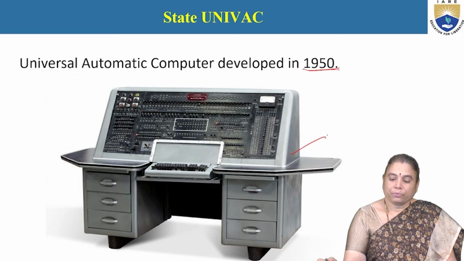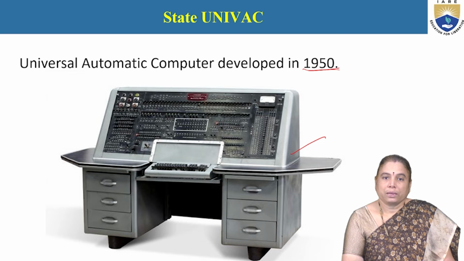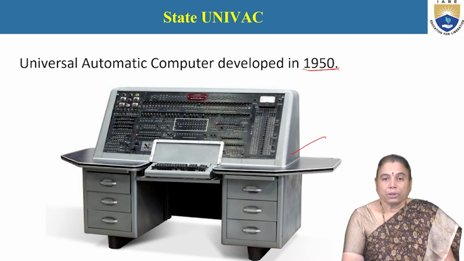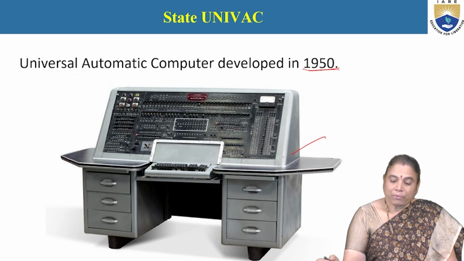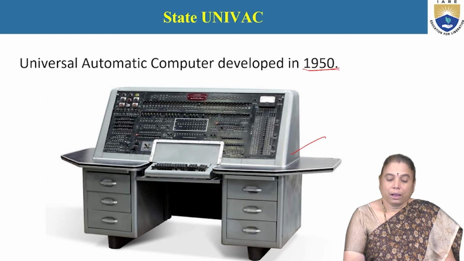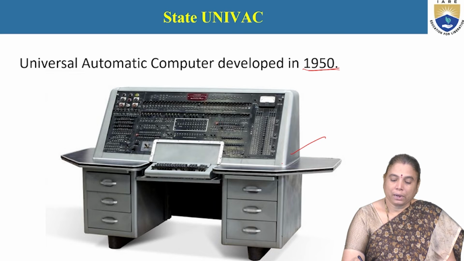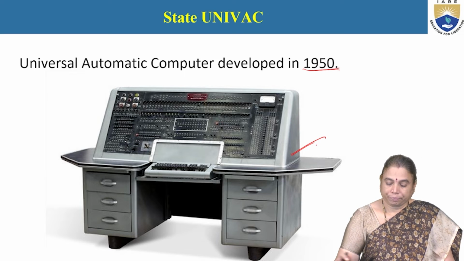This is the layout of the Univac computer. And here vacuum tubes are used as the major component. So the heat generated from this computer is very high, so AC is required, and the power consumption of these computers is also very high. So Univac is the best example for the first generation computer, and the full form is Universal Automatic Computer. The sample layout of Univac is this.